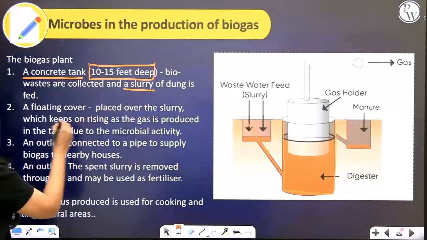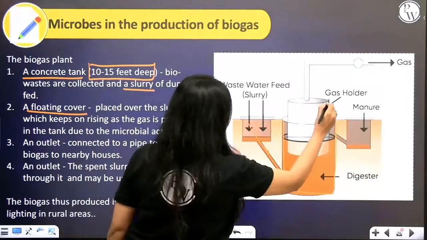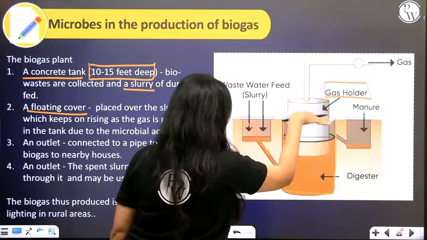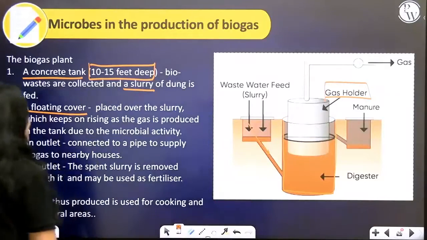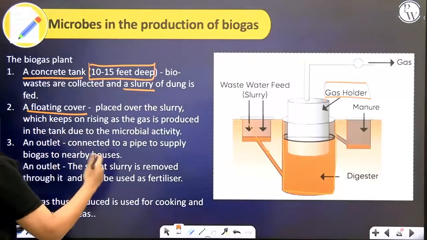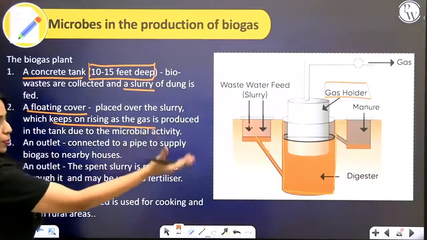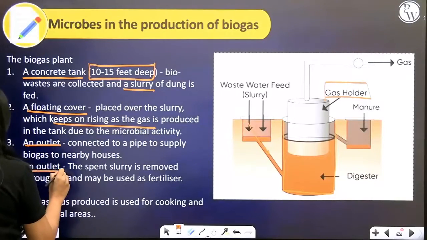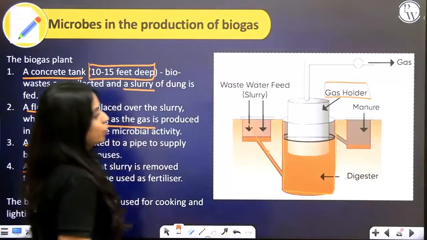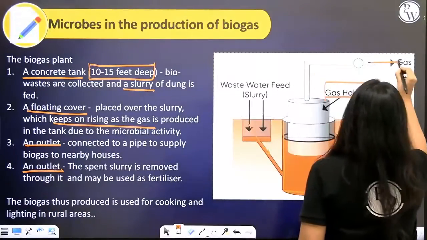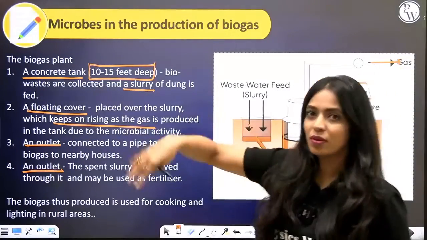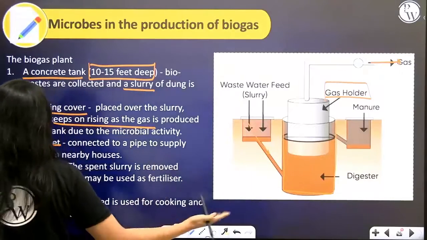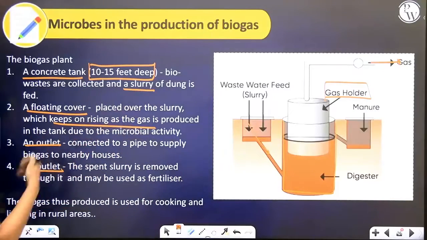On top of this digester, there is a floating cover that we place here. As you can see here, there is a cover that floats on top of the digester. This will keep rising as the gas is produced within the digester. We have two outlets. One outlet is connected to a pipe. This will supply the biogas to households that are present nearby the digester.